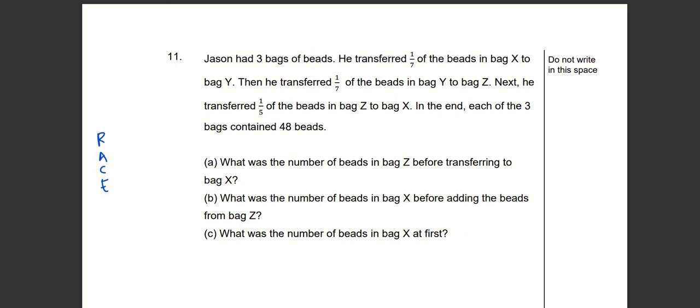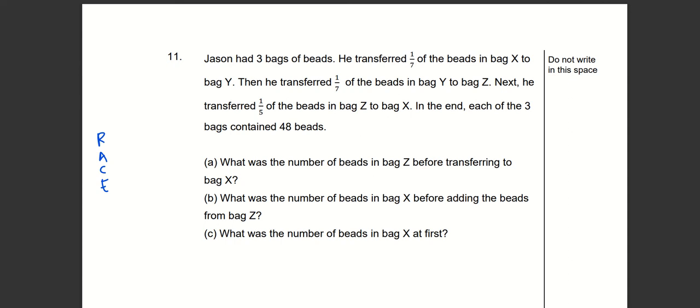Jason has 3 bags of beads. Doing my first reading: he transferred 1/7 of the beads in bag X to Y. Then he transferred 1/7 of the beads in bag Y to bag Z. Next, he transferred 1/5 of the beads in bag Z to bag X. In the end, each of the 3 bags contained 48 beads.